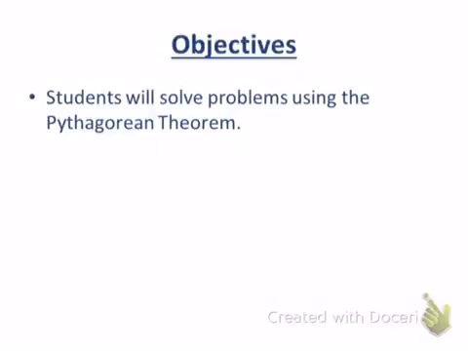Today in Lesson 85, we're going to be covering something that should be pretty familiar to you. It's solving problems using the Pythagorean theorem. Now, in a standard right triangle, the right triangle has some specific parts.